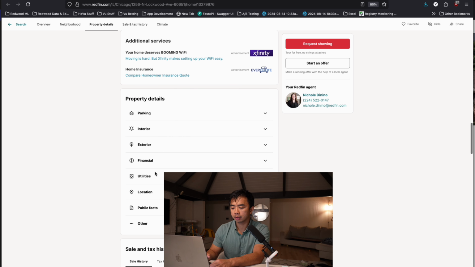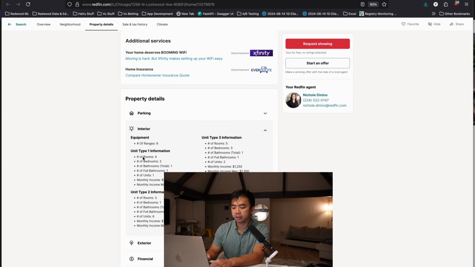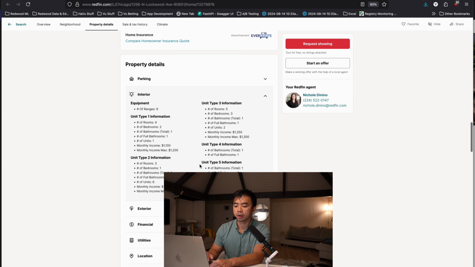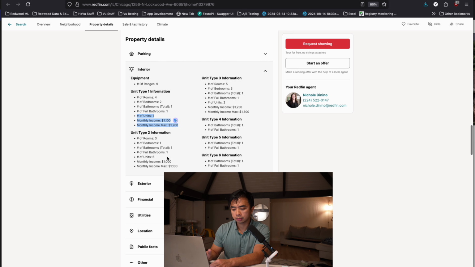If we go to property details and click interior, you can see the estimated rentals for each unit. It looks like there's 1 unit that's 1,100, there's 6 units that are 1,000, there's 2 units that are 1,250, and that's basically it. So let's enter this into our calculator.